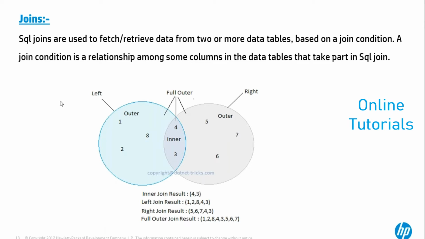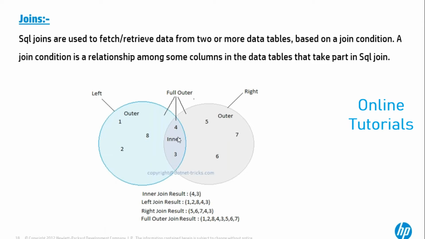A join is used to display the records from two or more tables, correct. So if you see left join, this is your table, and this is your table. Say I have records 18243, and you have records 57643.